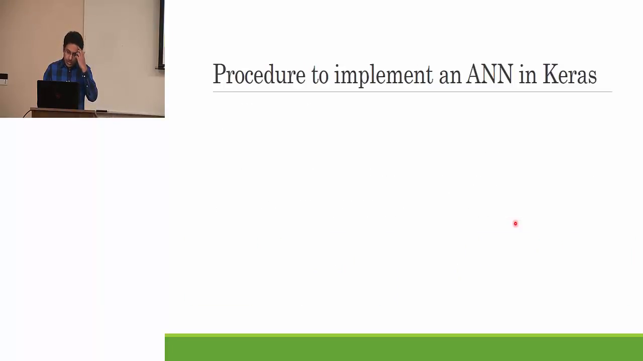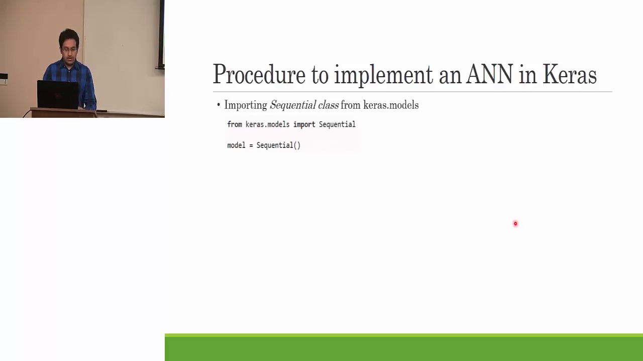So let's look at a procedure to implement neural networks. In Keras, Keras is basically divided into 2 classes. One is called the sequential class, the other one is the functional class. I'll explain these two in the future slides, but let's look at how Keras code looks in a sequential class. The first step is to import the sequential class from keras.models. Sequential is a class, you assign it to an object, and you just start stacking layers by using the add method.